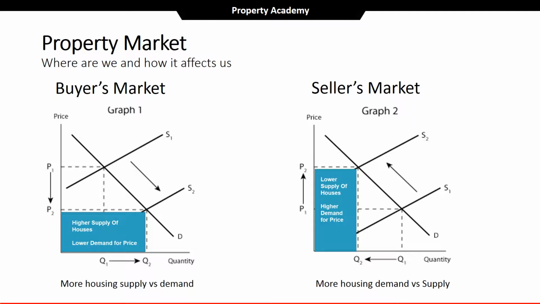as opposed to the seller's market, which you can see on graph number 2 on the right hand side there, that if there's less quantity of housing available but the demand's quite high, well, guess what? Everyone's actually going to be competing for that same stock, and that's actually what's going to push the price up.